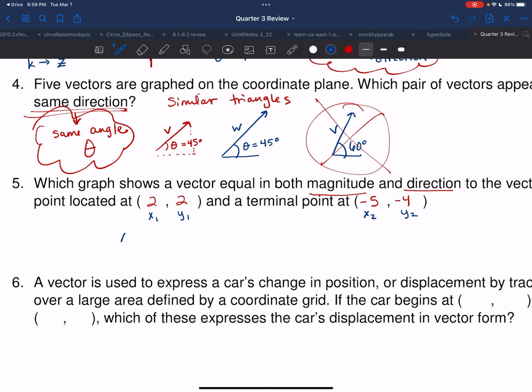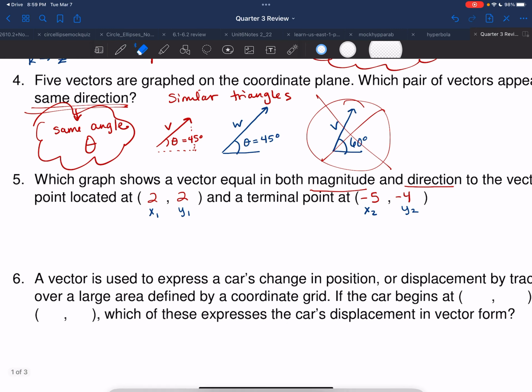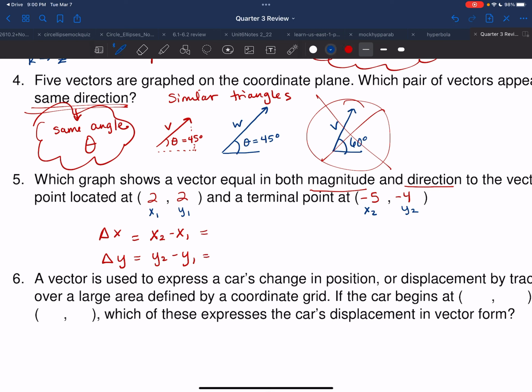What you're looking for is your change in x and your change in y. Actually, let me stick that in red because that's my process here. I'm trying to put all the processes in red, guys, so that you know what's happening. So I am looking at my change in x and my change in y. My change in x is going to be x2 minus x1. My change in y is going to be y2 minus y1. So let's go ahead and put these into practice. So delta x equals -5 minus 2, and delta y is equal to -4 minus 2.